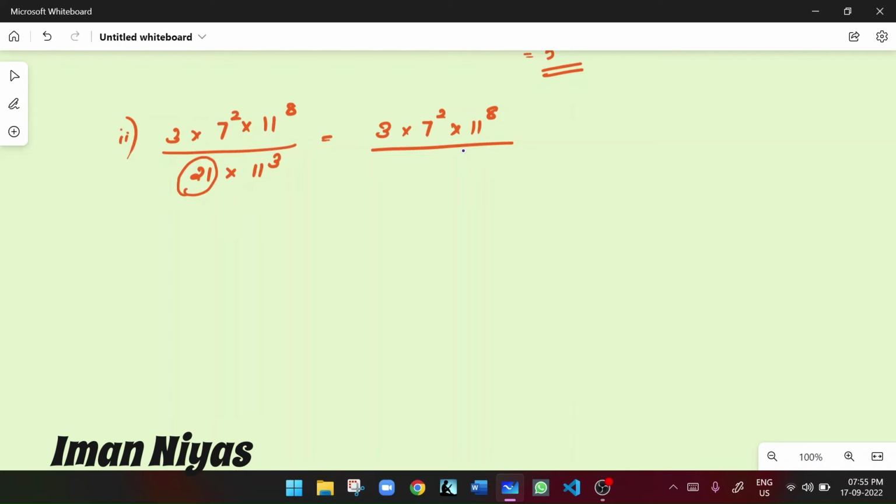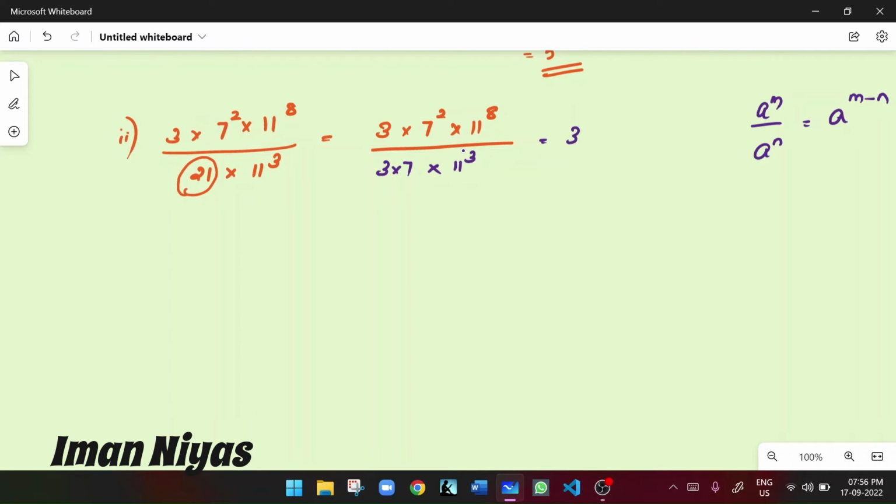How can we write 21 with the bases given? You know, 3 7s are 21, right? You can split it and write it in the simplest form, 3 into 7. Then we have 11 raised to 3 as well. So again, you can take this 3 to the numerator, 7 to the numerator and 11 to the numerator, right? So what is the law over here? A raised to m by a raised to n is equal to a raised to m minus n, right? So how can we do this?